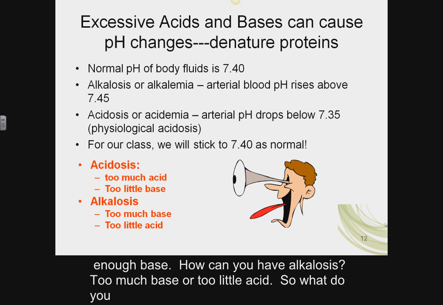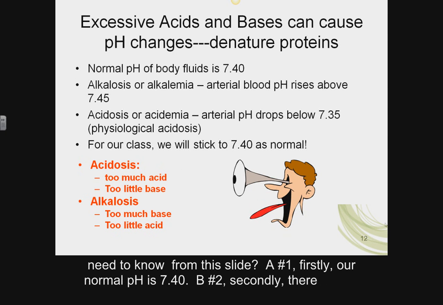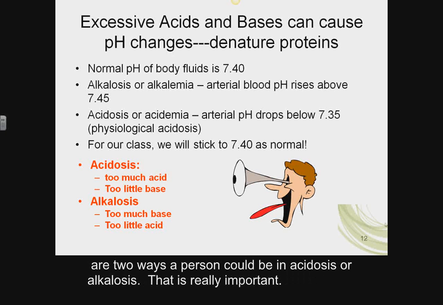So what do you need to know from this slide? Number 1, firstly, our normal pH is 7.40. Number 2, secondly, there are two ways a person can be in acidosis or alkalosis. These are very important concepts.